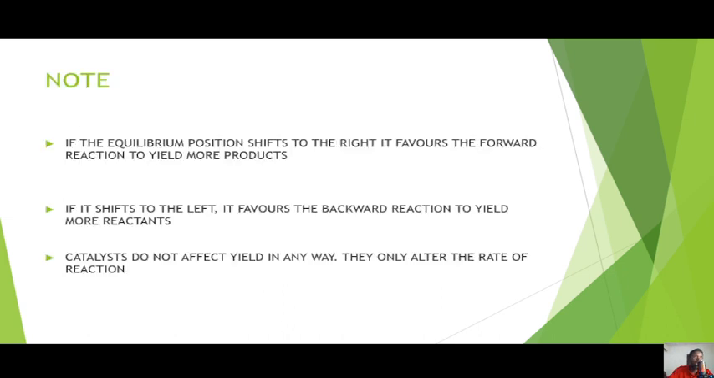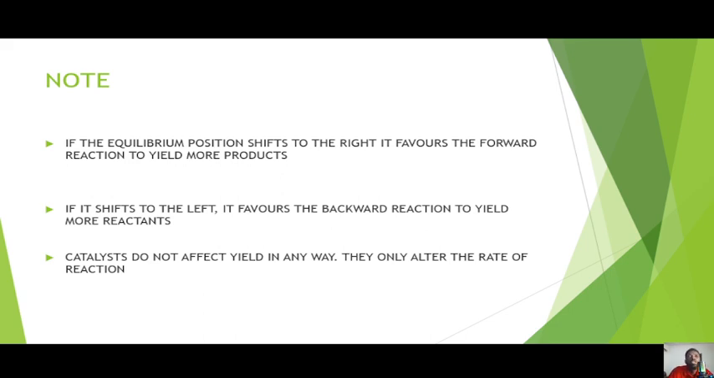But before we talk about that, there are 3 notes here for us to have in mind. If the equilibrium position shifts to the right, it favors the forward reaction to yield more product. If it shifts to the left, it favors the backward reaction to yield more reactant. And finally, catalysts do not affect yield in any way. That is to say, they do not give more products, neither do they give more reactants. They only alter the rate of reaction.